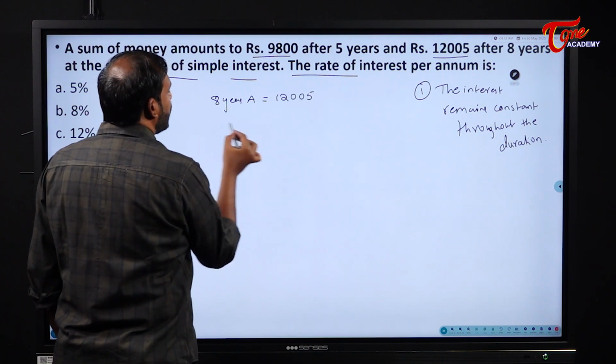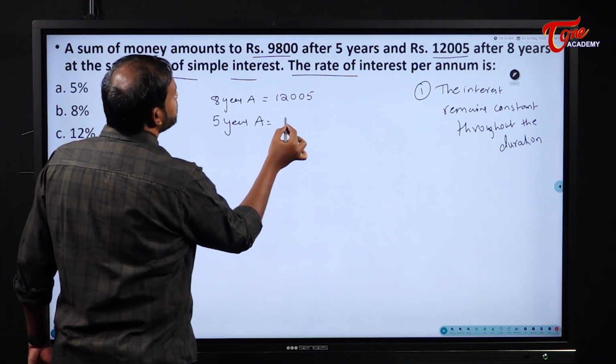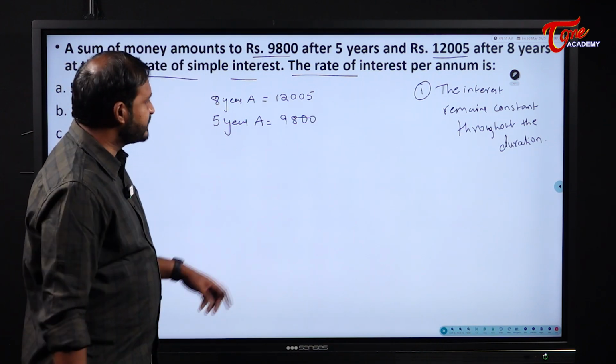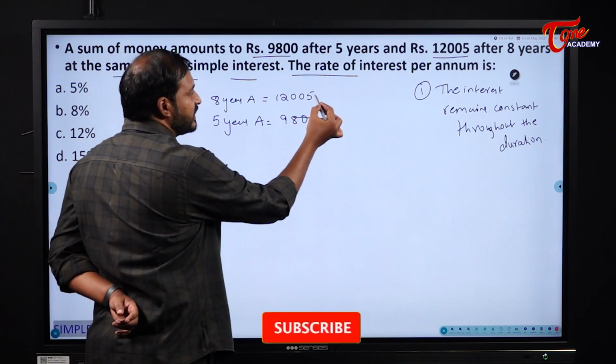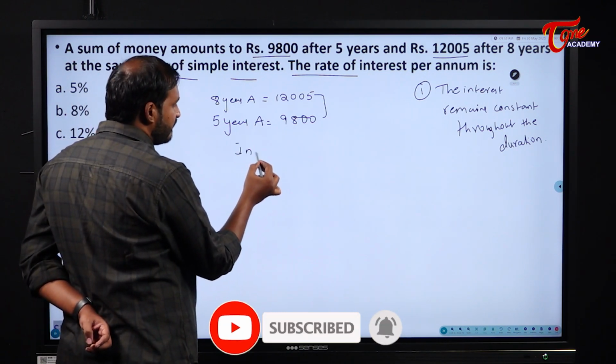12,005. What is the 5 years amount? It is 9,800. Now please tell me what will be the difference between these two? The difference between these two is nothing but the interest earned. Okay, interest earned for 3 years, right?